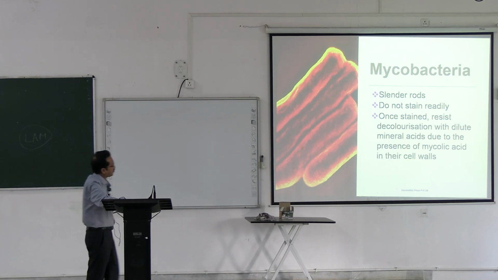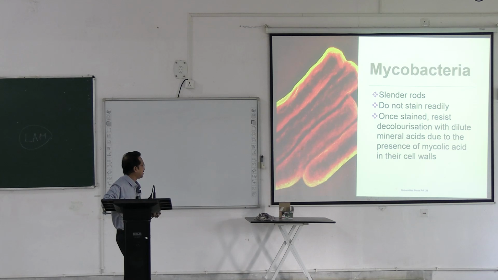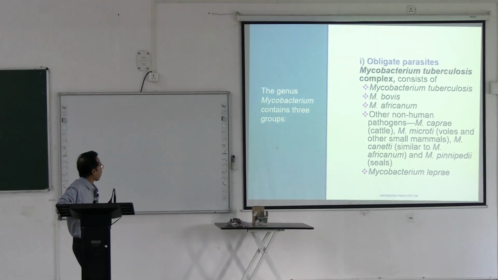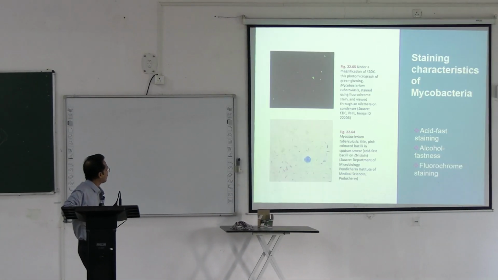Now these are the mycobacteria. They are slender rods, do not stain readily. Once stained, the stain resists decolorization with dilute mineral acid due to the presence of mycolic acid. This is already covered.